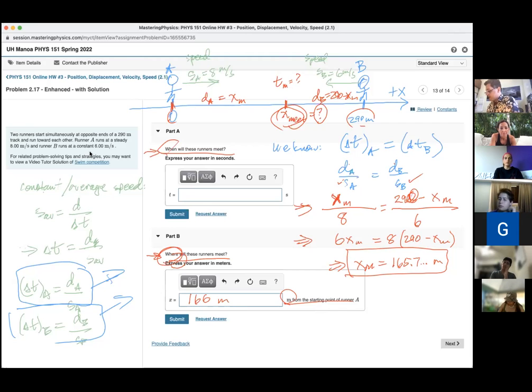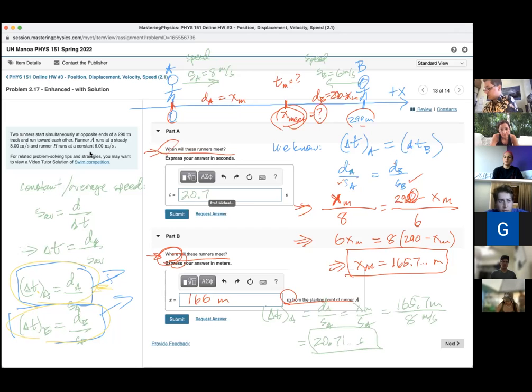Now I can go back and find the answer to part A using either of my two initial formulas over here for the time. Okay, so let's go back to the first formula right here. So I can say that the time that has elapsed, which is the same for both runners, so I can just pick one runner, is equal to the distance that runner A travels over the speed that runner A has traveled. That's 165.7 meters. And the speed of runner A is 8, that turns out to be 20.71... seconds. So I could round that off to 3 sig figs, 20.7 seconds.